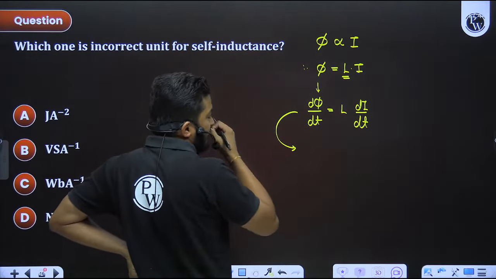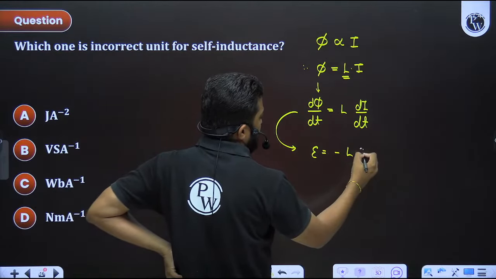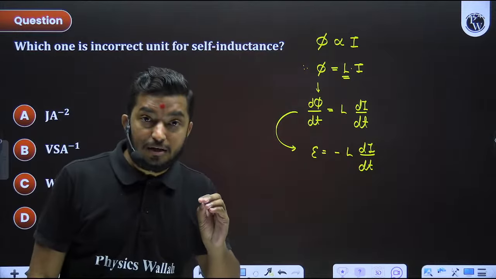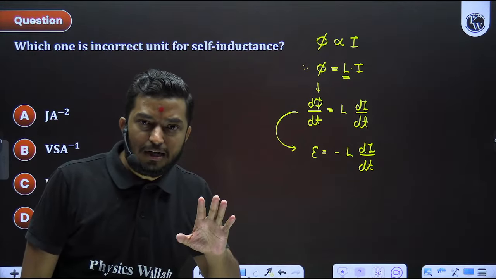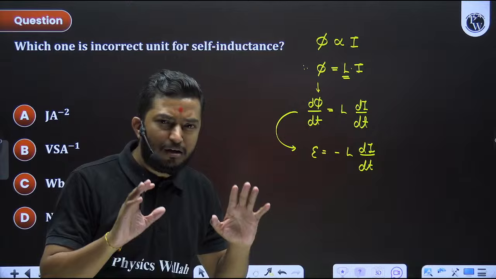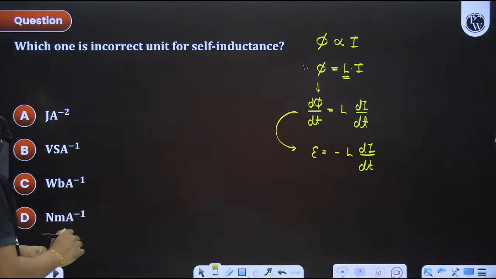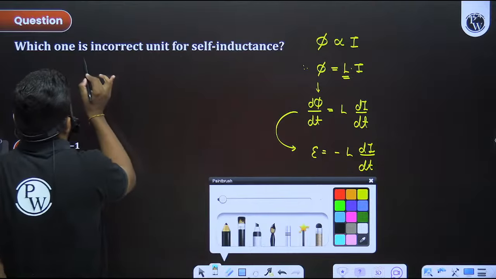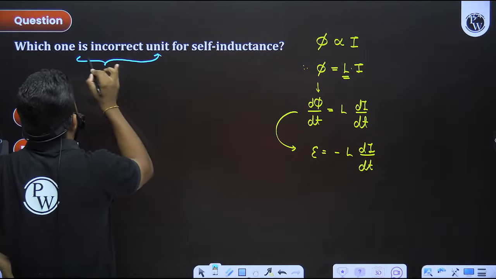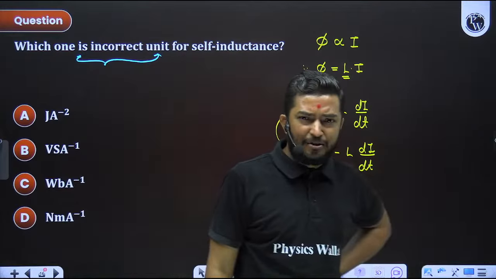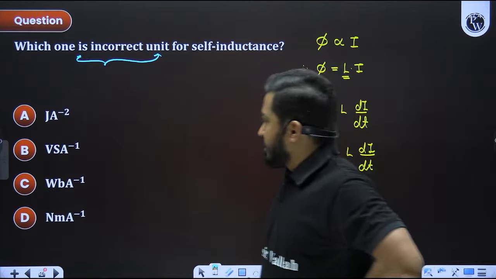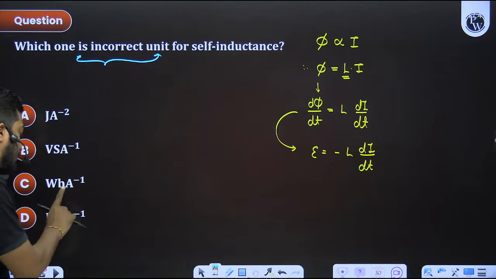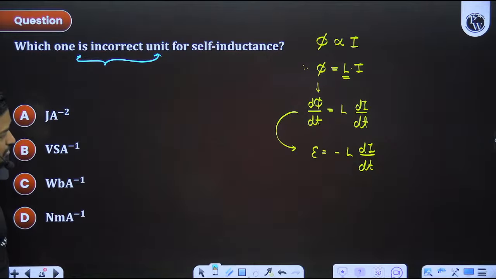By Faraday's law, the EMF is epsilon equals minus L di by dt. So there are multiple units available for inductance, whether self inductance, just an inductor, or mutual inductance. But from here, what they ask is, which one is the incorrect unit? If we know all the units properly, then we are going to get this MCQ correct. Initially they give joule upon ampere square, volt second upon ampere, Weber upon ampere, Newton meter upon ampere. So let's begin.